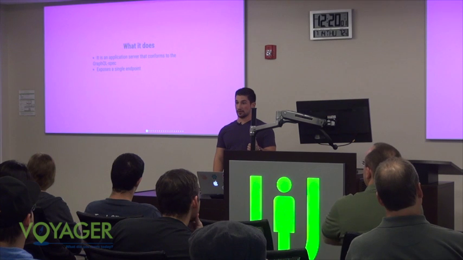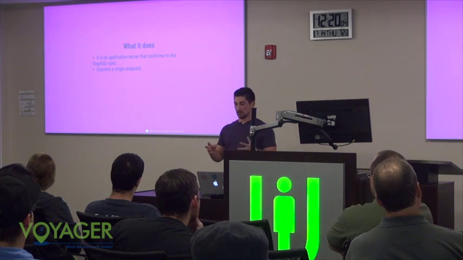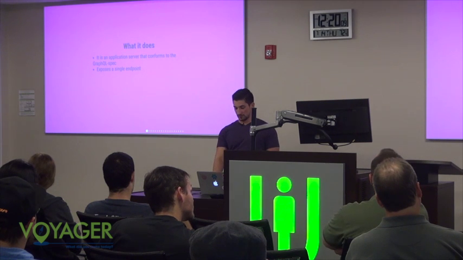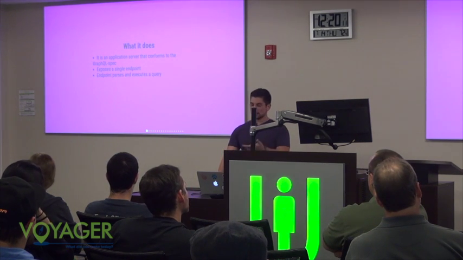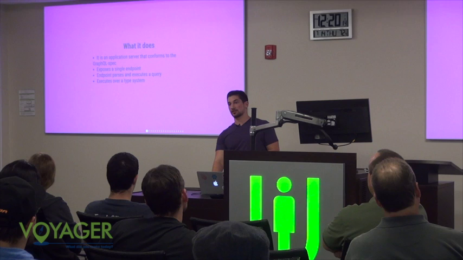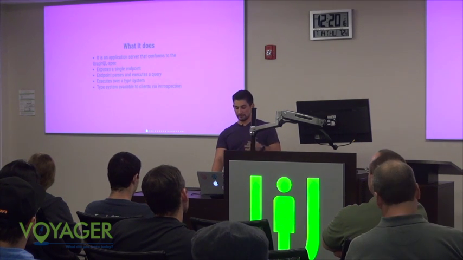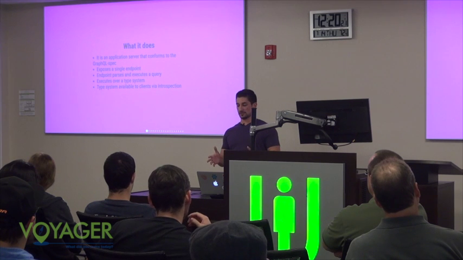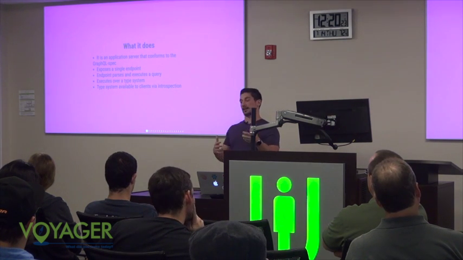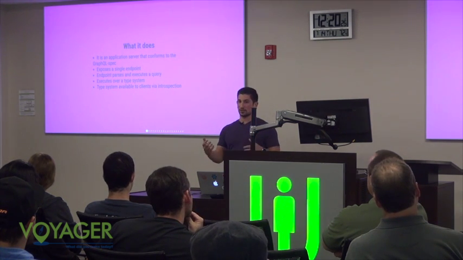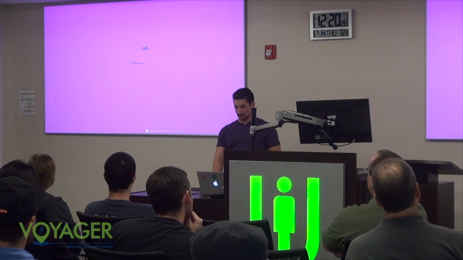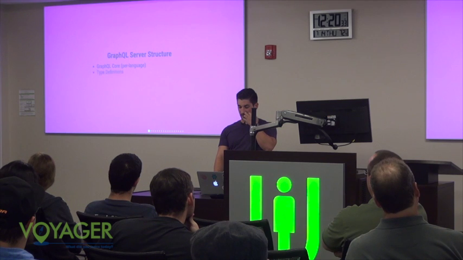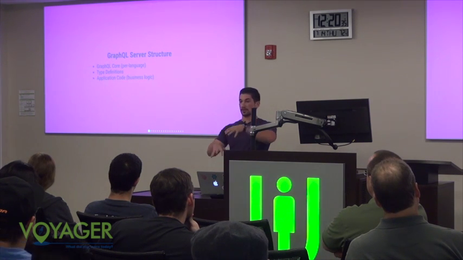GraphQL exposes a single endpoint. Queries and mutations are all going to be sent to the same thing, and then GraphQL is going to parse it and figure out what to do with it. The endpoint parses and executes the query. The query executes over a given type system, which you define. And the type system is available to clients via this slick introspection thing that they do. That's what allows us to have this inline documentation within the graphical editor. So the server structure: you have your core, and this is where you implement it per language. You have your type definitions, and then your application code behind the scenes.